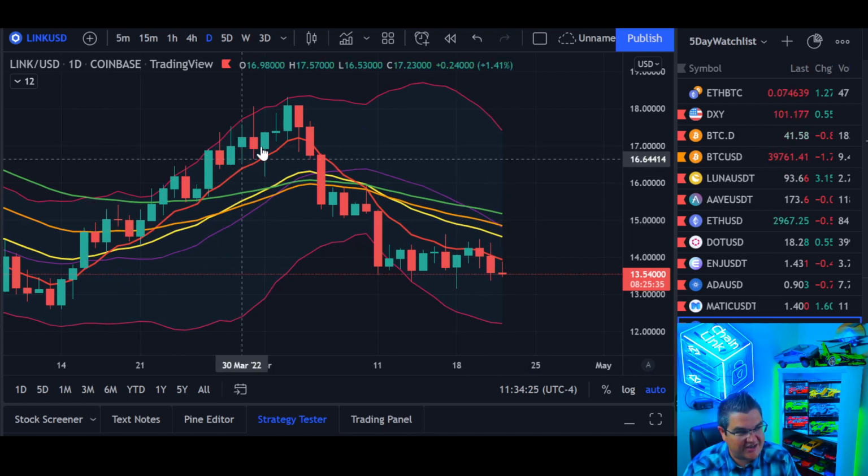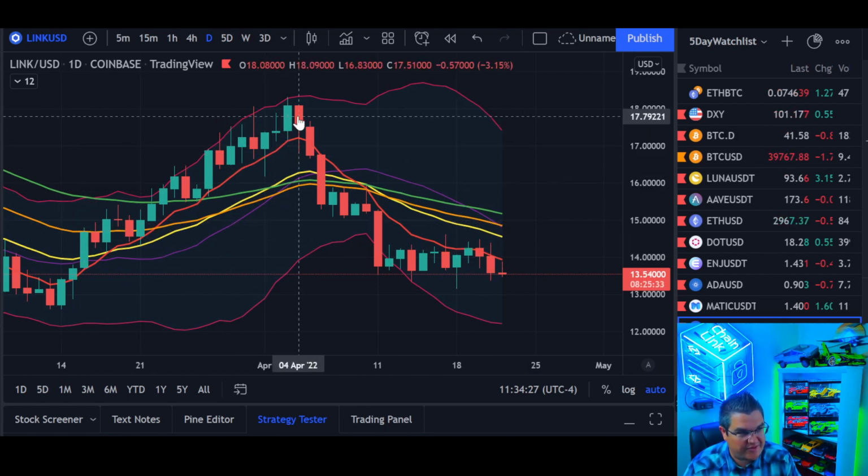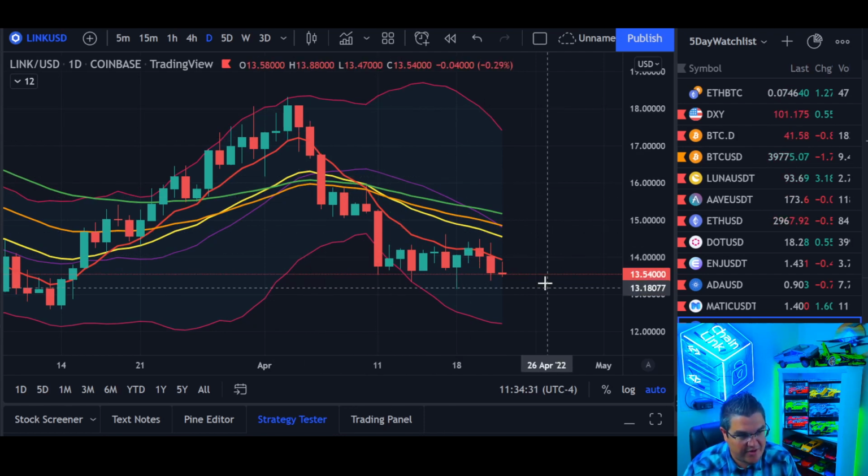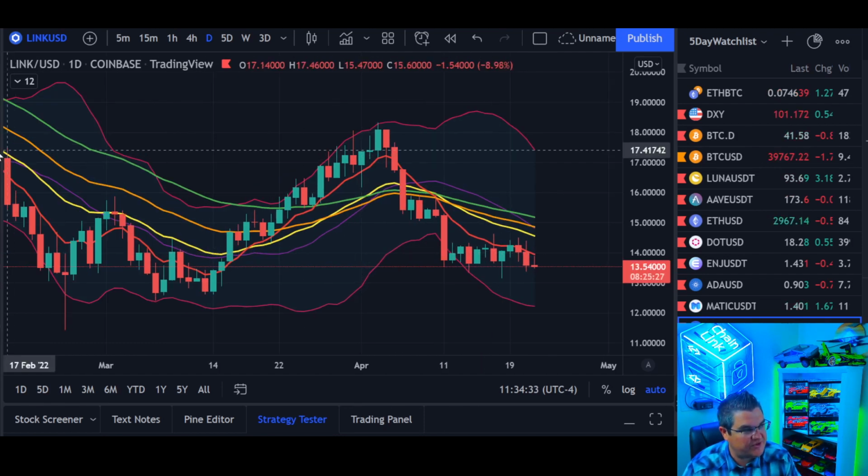Let me just look at it. We had this kind of move up, this kind of a fake out up across the board, not just Chainlink, everything, and then now we're back down. So these are difficult to trade.